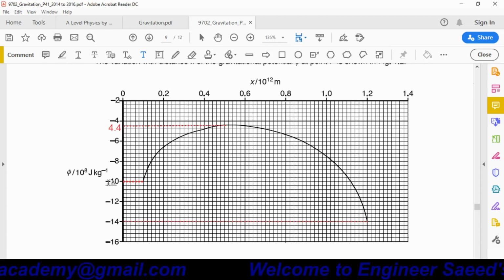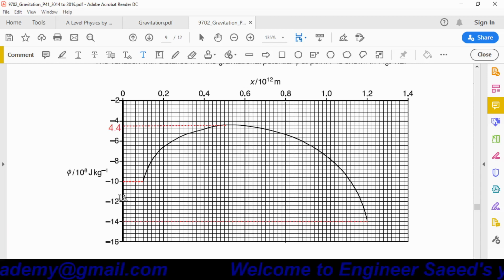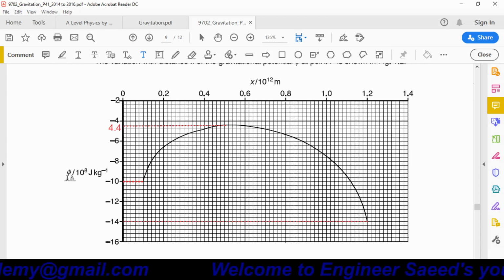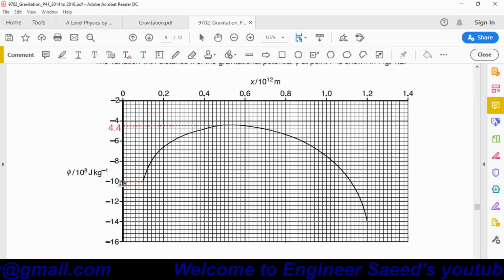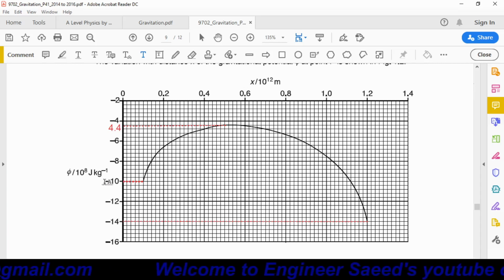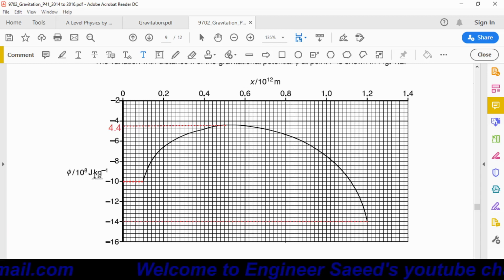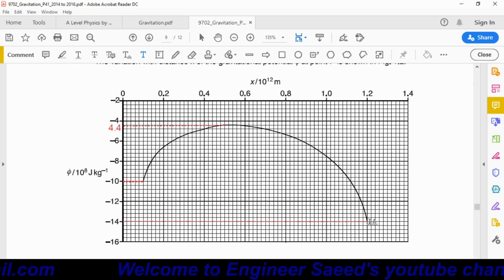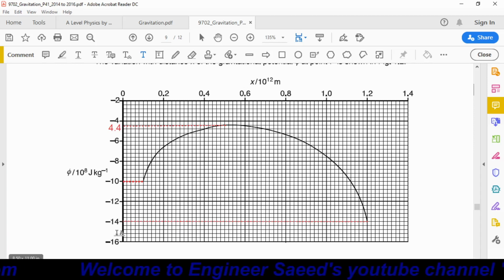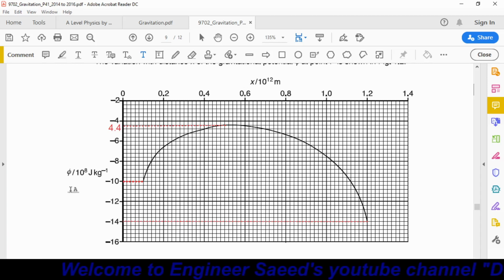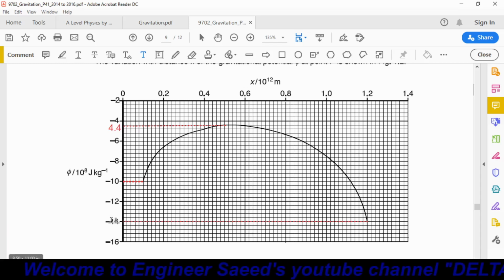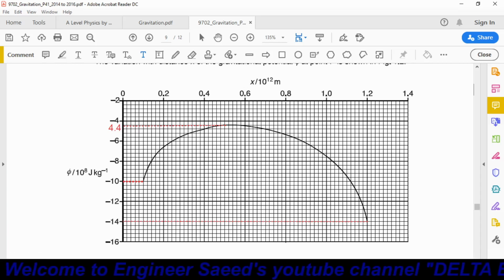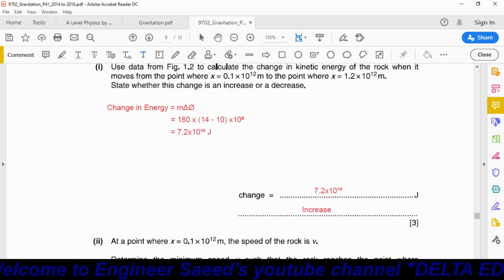This is the gravitational potential on the y-axis. When it is at a distance of 0.1, gravitational potential is equal to 10 into 10 power 8 joule per kg. And when it is at a distance of 1.2, its gravitational potential is 14 into 10 power 8 joule per kg. So we have to find out the difference.